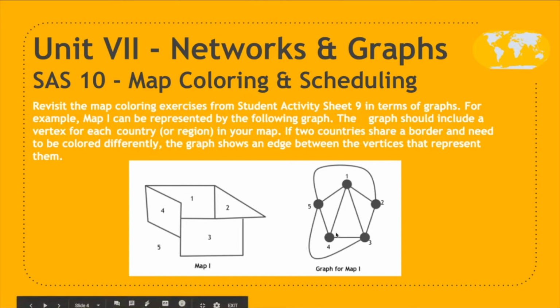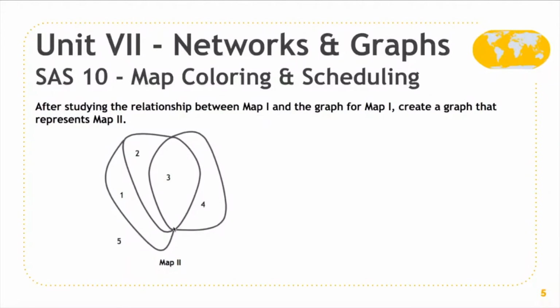Using Euler's methods, he made a graph to theorize the map situation, hence the word graph theory. Okay. After studying the relationship between map 1 and the graph for map 1, can we create a graph that represents map 2? So the first thing we need to do is, how many vertices do we need? Well, there's 5 regions, so we need 5 vertices. So let's revisit map 2 again.